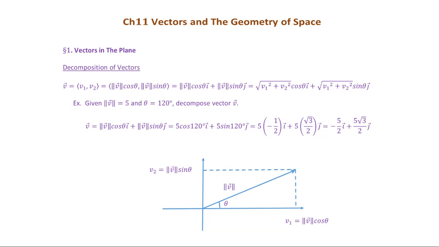Using the formula on the top, the length V is 5, so that's 5 cosine 120 degrees i plus 5 sine 120 degrees j. Cosine 120 degrees is negative 1/2, and sine 120 degrees is square root 3 over 2. So we get negative 5 over 2 i plus 5 square root 3 over 2 j. So that's how you use the length and the angle of a vector to decompose it into x and y components.